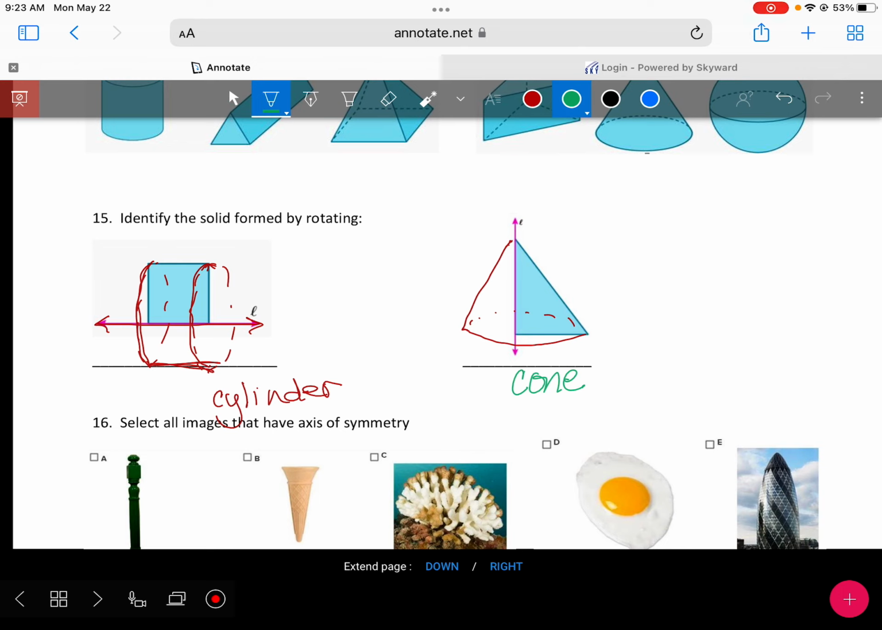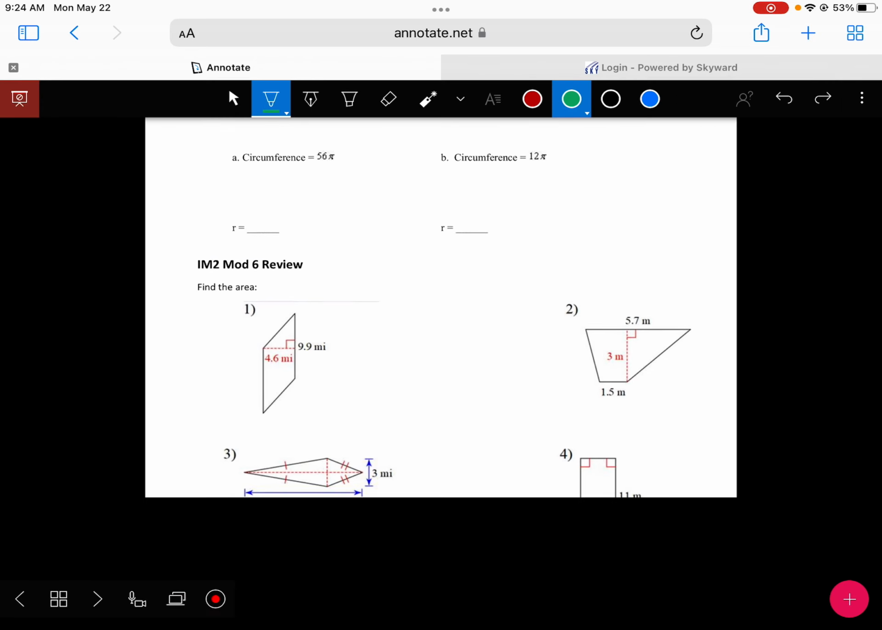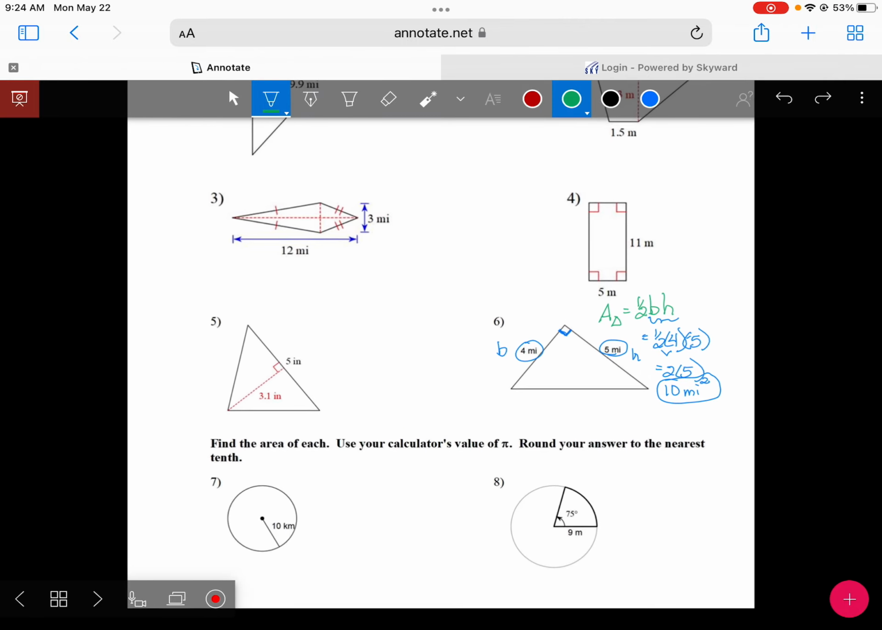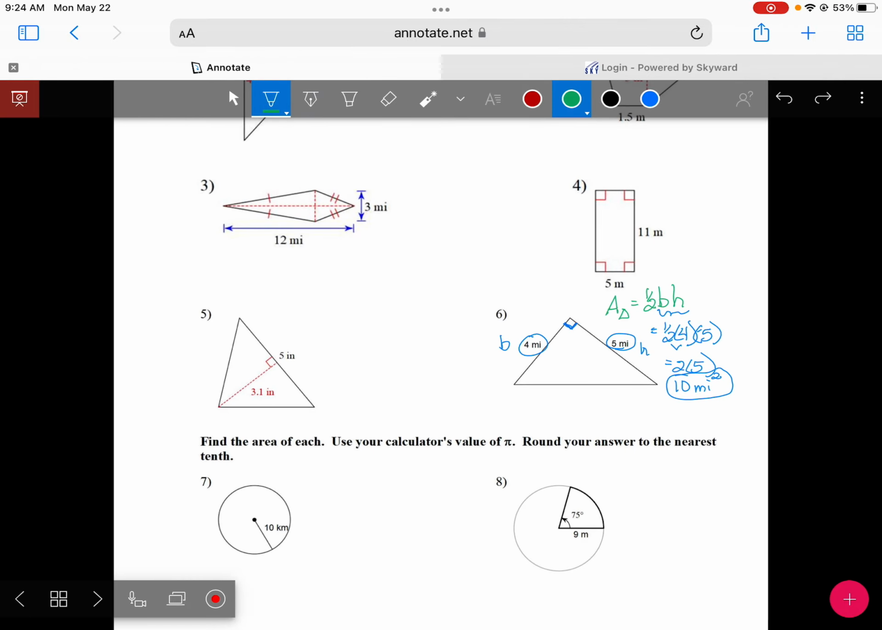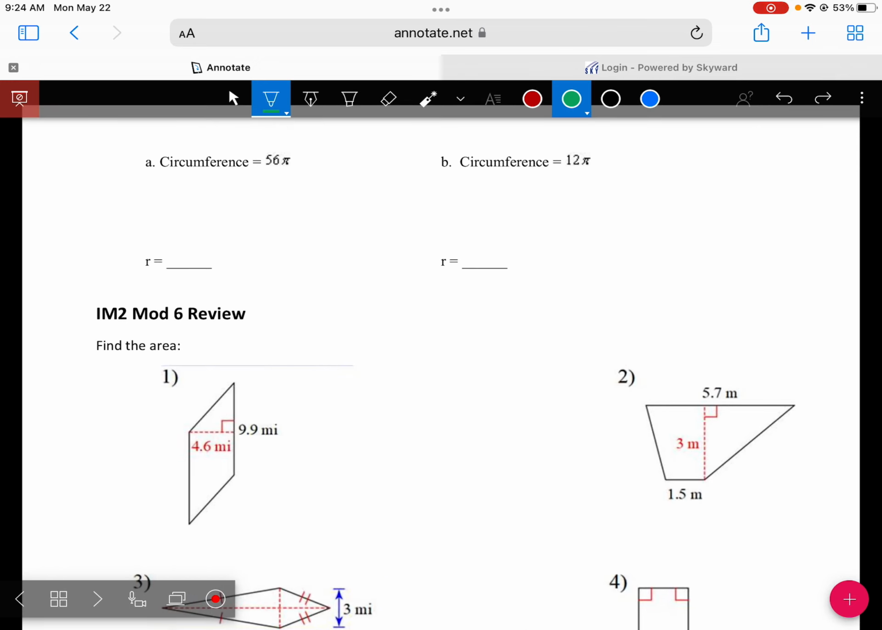What other questions do you have? Anyone? On the page before? What number? 5. What number? 12 at the top? Is it circumference? Yes. Okay. So circumference is, they're telling us 56 pi, and they want the radius.